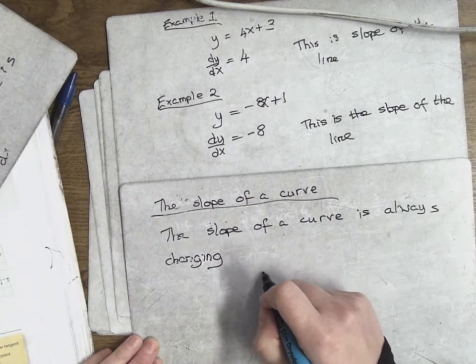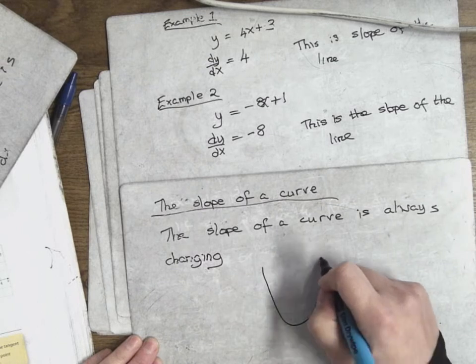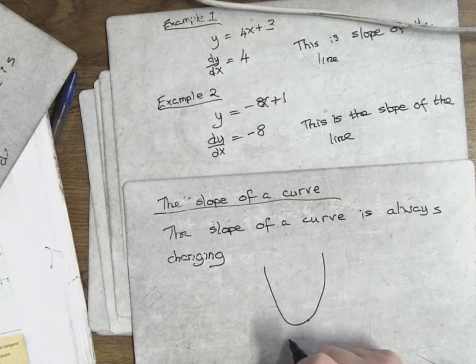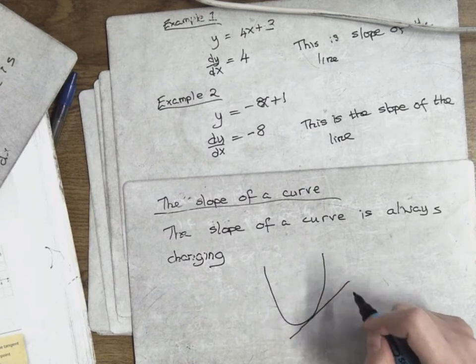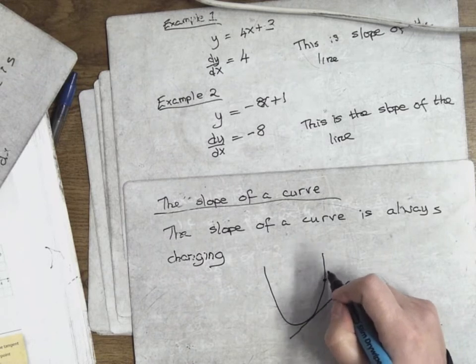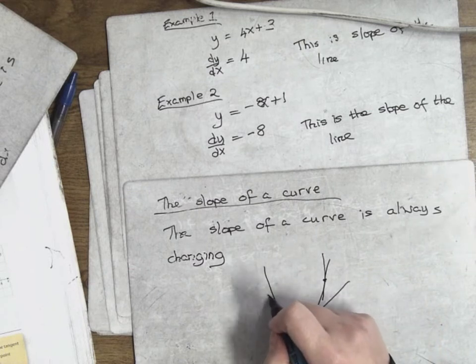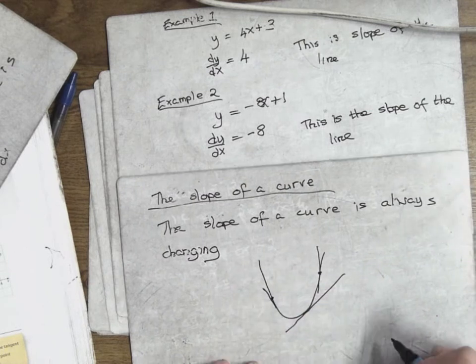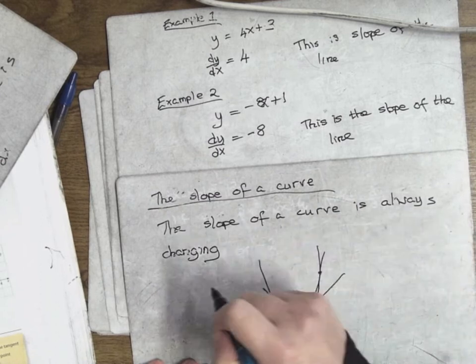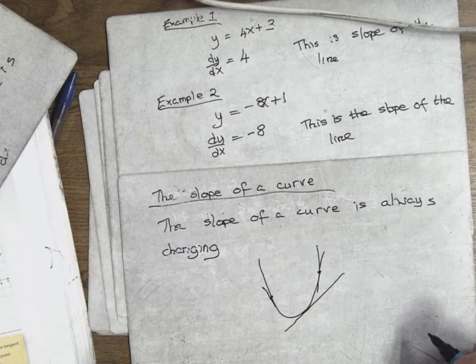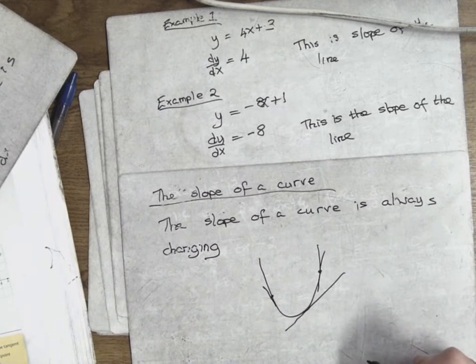So I'm just going to take this curve here. The slope of a curve is always changing. Like at this point, this is the slope, and at this point, this is the slope, and at this point, this is the slope. So the slope of a curve is always changing. It depends on what point you're at. A curve doesn't have just a set number slope. It's always changing.